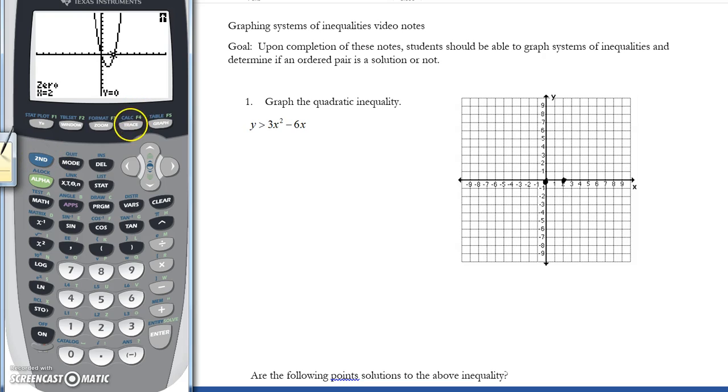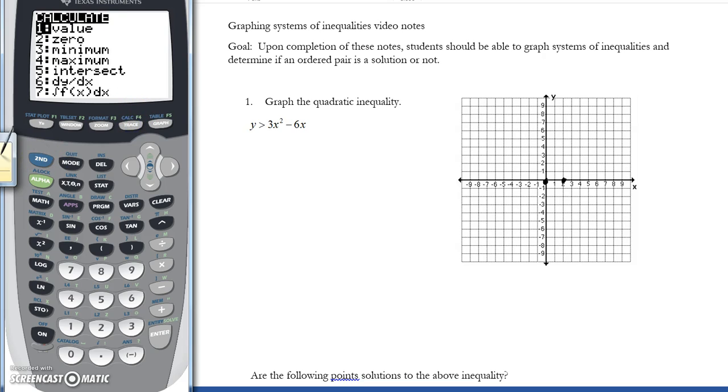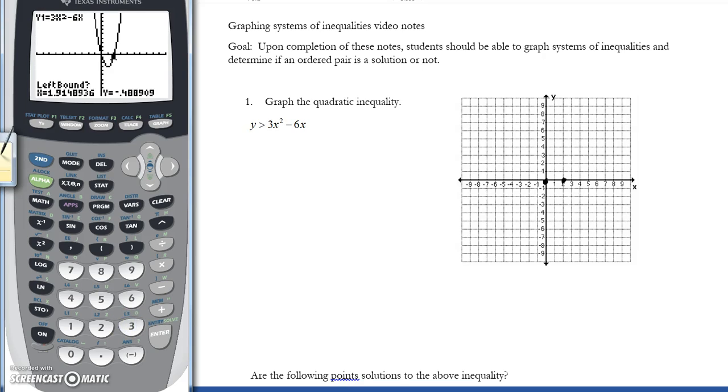So I'm going to go to second, trace, which is again calculate, which is where a lot of things we do in our calculator are. And I'm going to go to number 3, which is minimum. Now, left bound, right bound, I can use my cursors or type in just like zeros. It looks like my vertex is around x equals 1, and I should expect that due to symmetry. So I'm going to type in my left bound as 0, hit enter, and then type in my right bound as 2, which is to the right of 1.